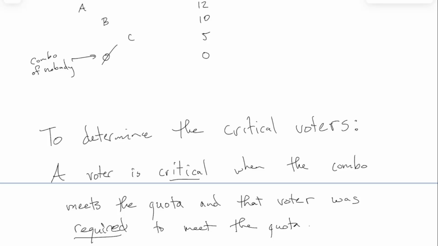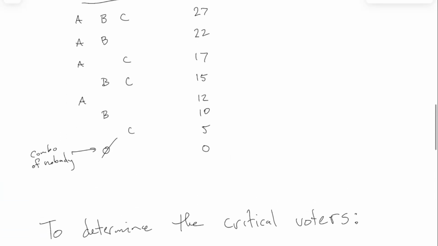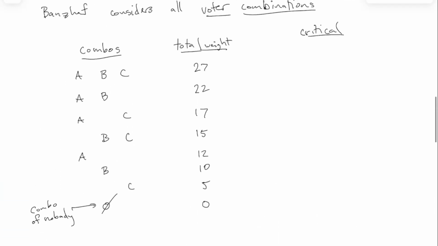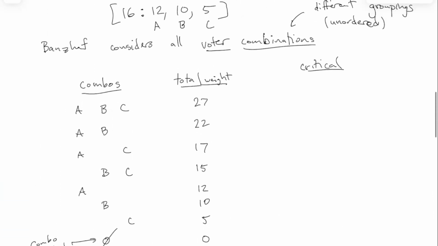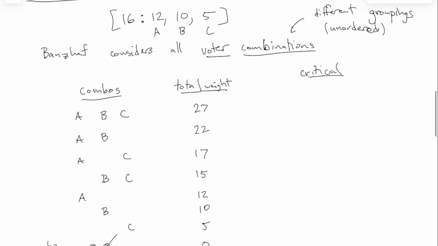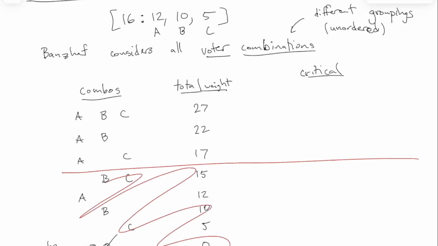And actually, I should have done that before. When you're doing the Banzhaf, I'm going to scroll back up a little bit. We only consider the ones which meet the quota. In this case, the quota is 16. So actually on this chart, everything below here doesn't matter. We only consider the ones which actually meet the quota. Only consider combos which meet the quota.